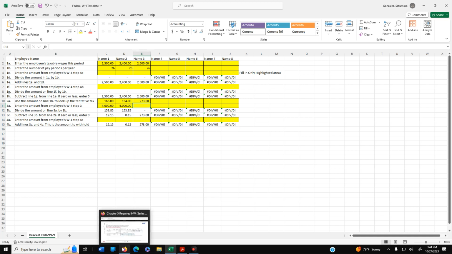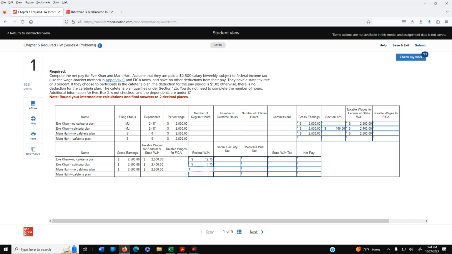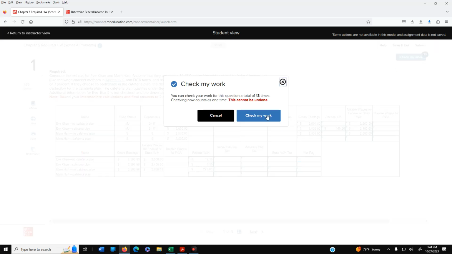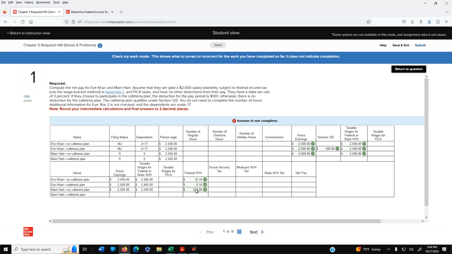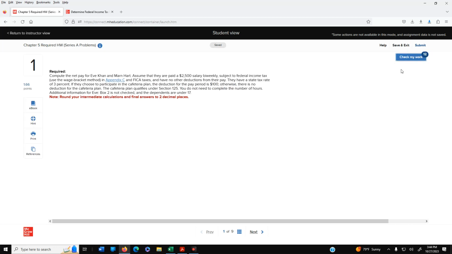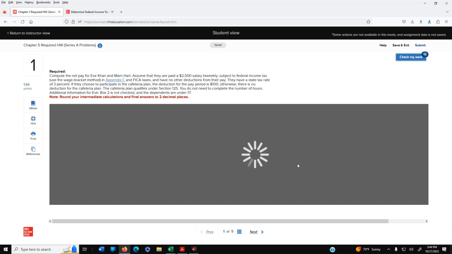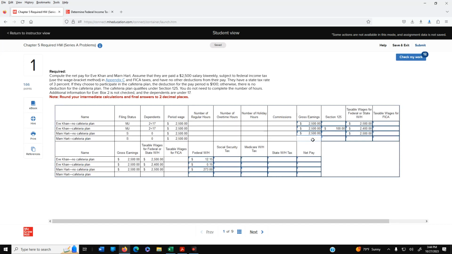So we're going to go back to our problem and we're going to deduct 273. So if I check my work, and be careful with using your check your works because I do limit the number, okay. So check my work and it's going to give us 273 and we're correct. Now with the other one, it's still 2,500, but we're going to deduct 100. So 2,500, we're going to deduct 100. So that's going to give us 2,400.